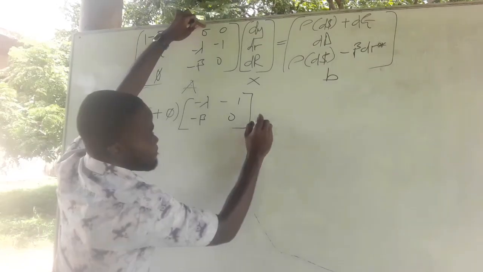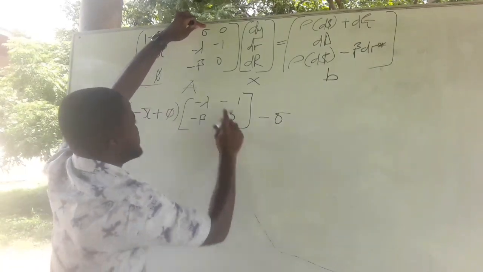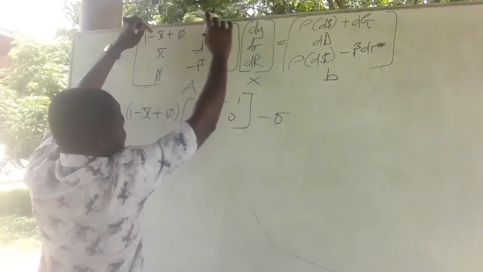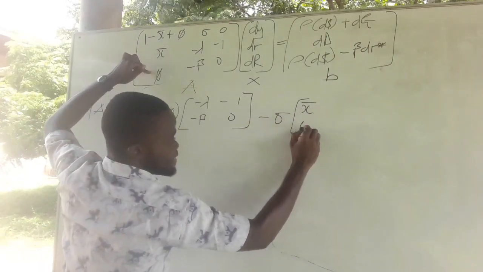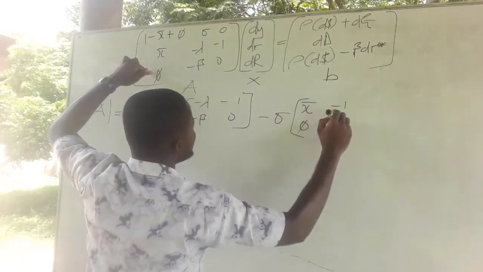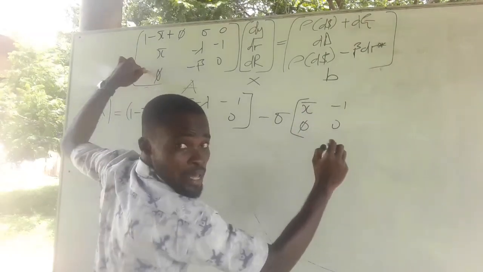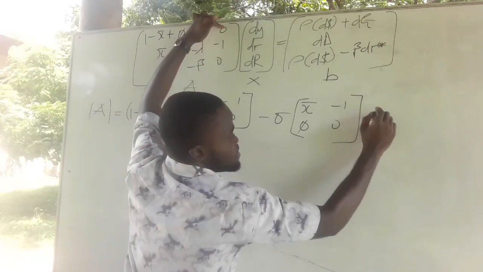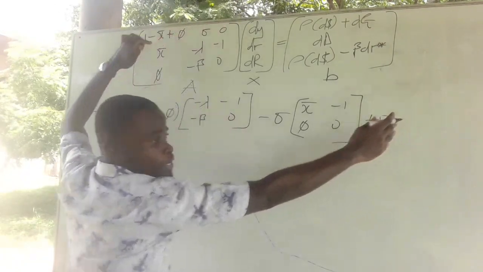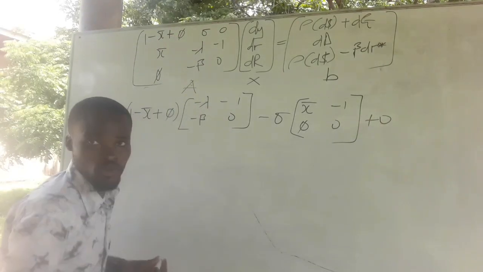Then we come to minus sigma. We clear the column sigma belongs to, we clear the row. We'll be left with pi, theta, negative 1, 0. Then we have the last element to be 0, so definitely whatever we multiply with it will be 0. So there's no need for us to write it.